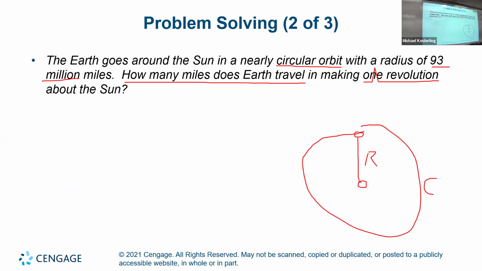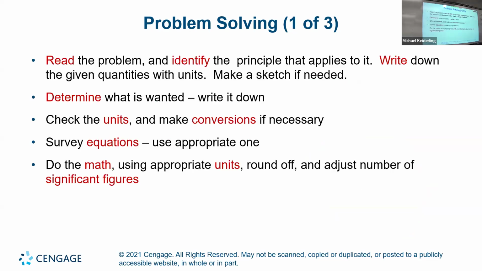So here's an example problem. The Earth goes around the sun in a nearly circular orbit. That is telling you we're dealing with circles. So we need equations about circles, with a radius of 93 million miles. So things we know.